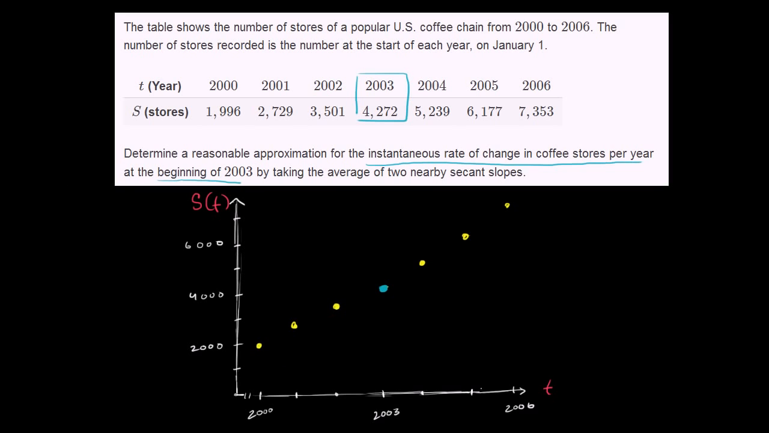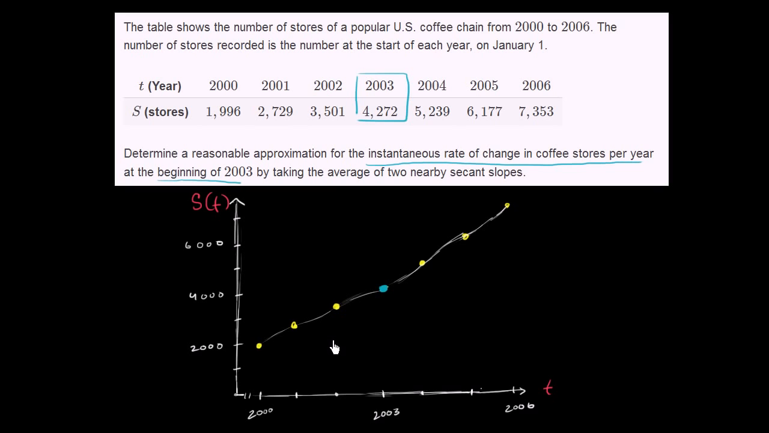Now, if you could imagine that they're constantly adding stores, minute by minute they're adding stores. So this is just sampling what the number of stores they had on January 1. But if you were to really plot it as a more continuous function, it might look something like this. And once again, I'm just approximating what it might actually look like.